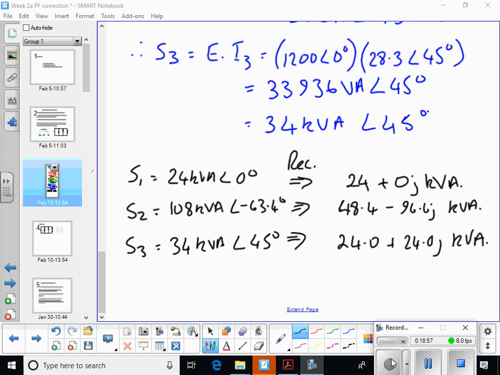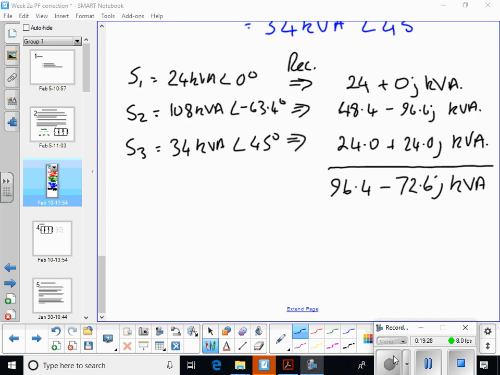Now, what we do is add them up column-wise. So we add up the real part, add up the imaginary part separately. What do we got? 96.4 plus 72.6J kVA. Now convert that to polar, and ultimately you're going to want your final answer in polar because that tells you how many VA it is in terms of magnitude.